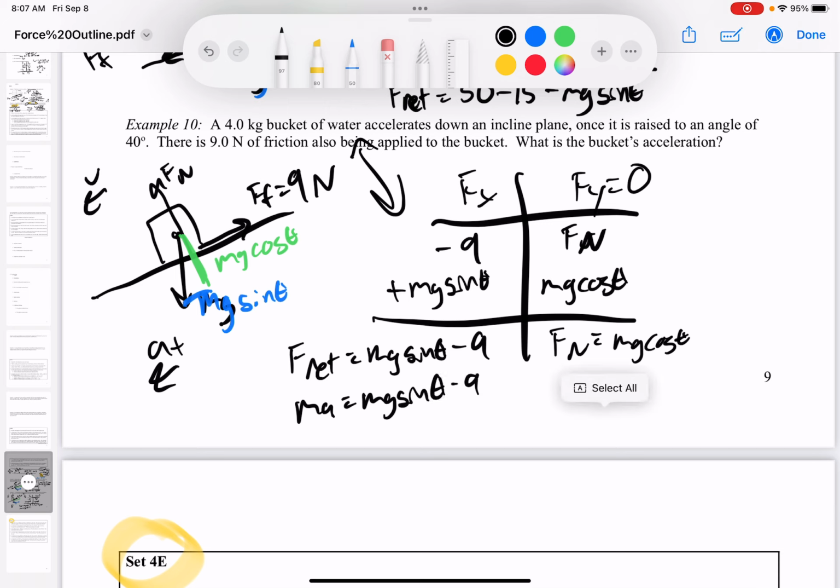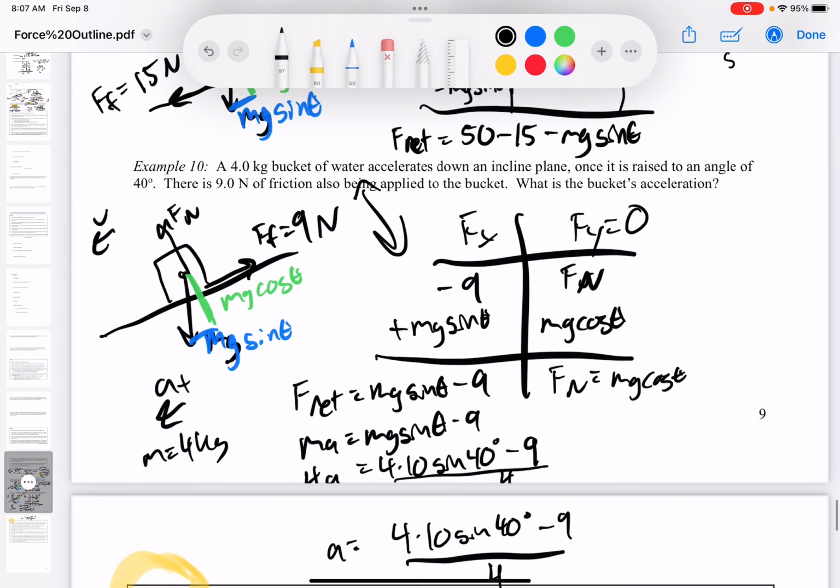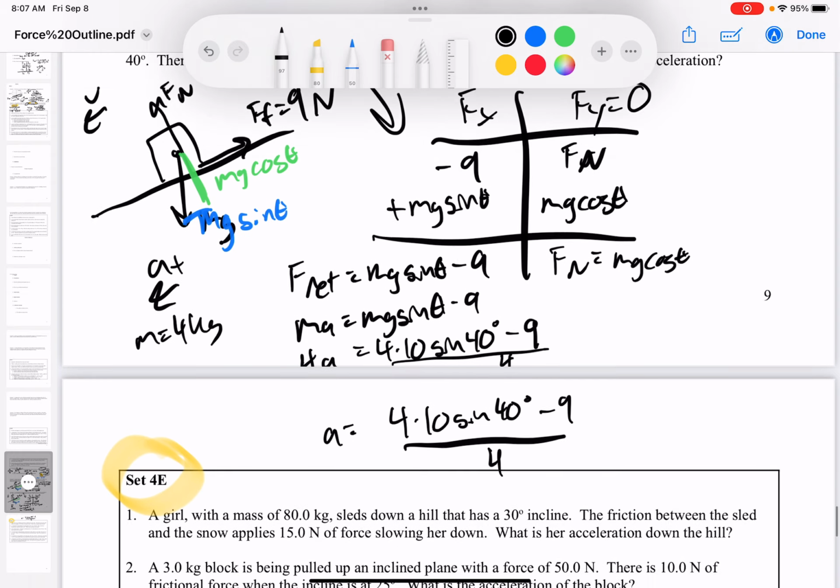So it's a 4 kg, m equals 4 kg, so I have 4a equals 4 times 10 sine of 40 degrees minus 9, and then for my last step, I would just divide both sides by 4, okay? So I have something like a equals 4 times 10 sine 40 degrees minus 9 all over 4, right? And then obviously you can do that algebra, okay? And so that's kind of what we're doing.